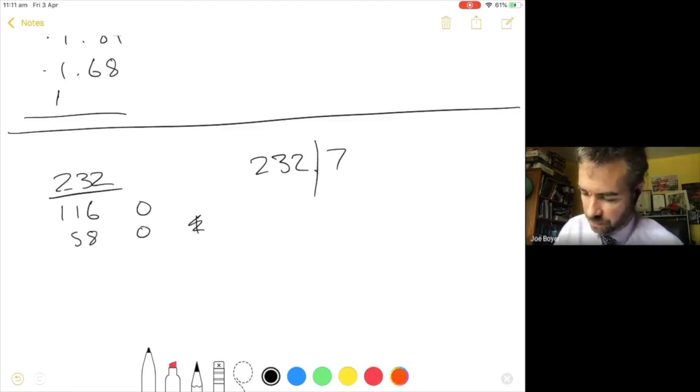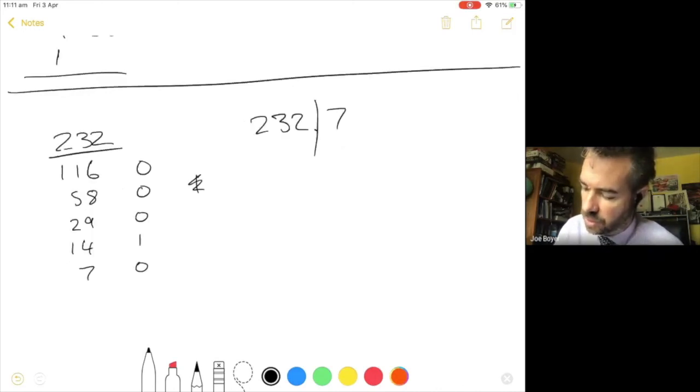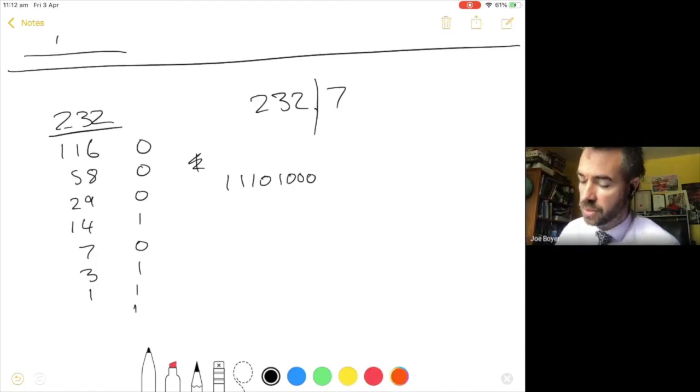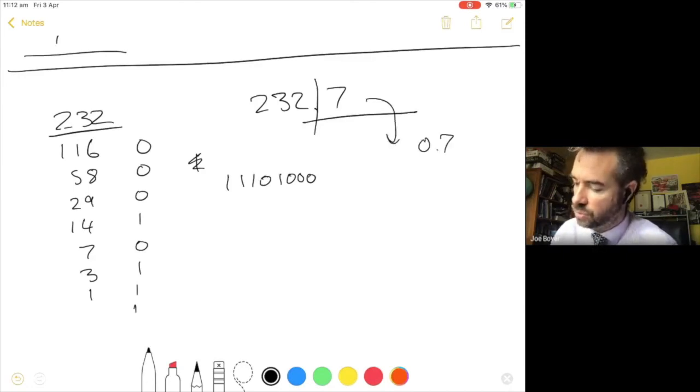Remainder 0. Halving 58 gives me 29. Remainder 0. Halving 29 gives me 14. Remainder 1. Halving 14 gives me 7. Remainder 0. Halving 7 gives me 3. Remainder 1. Halving 3 gives me 1. Remainder 1. And then I've got my 1 left over. So 232 is 111010000. That's my 232. Now I need to convert my 0.7 into binary.